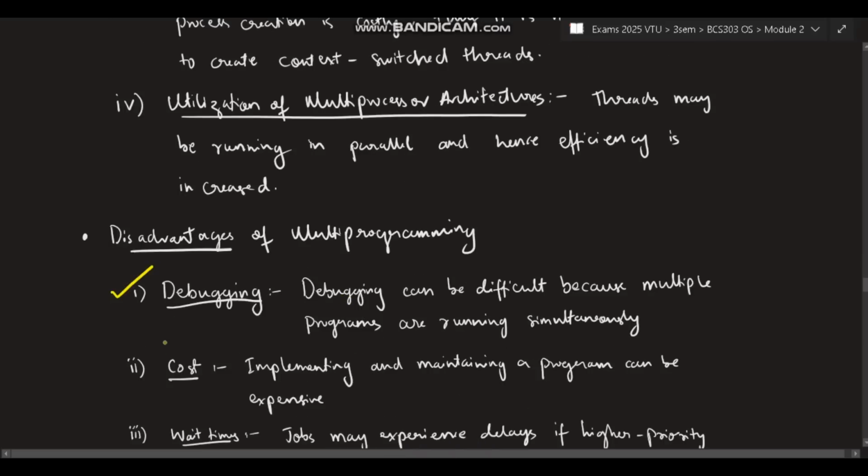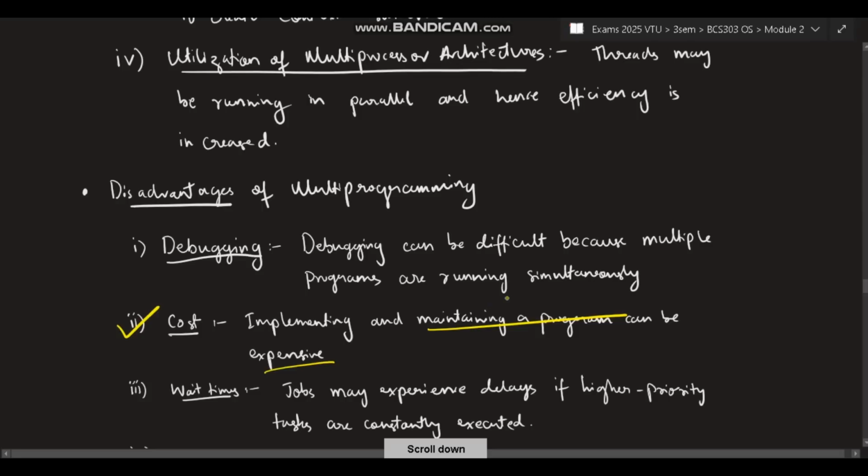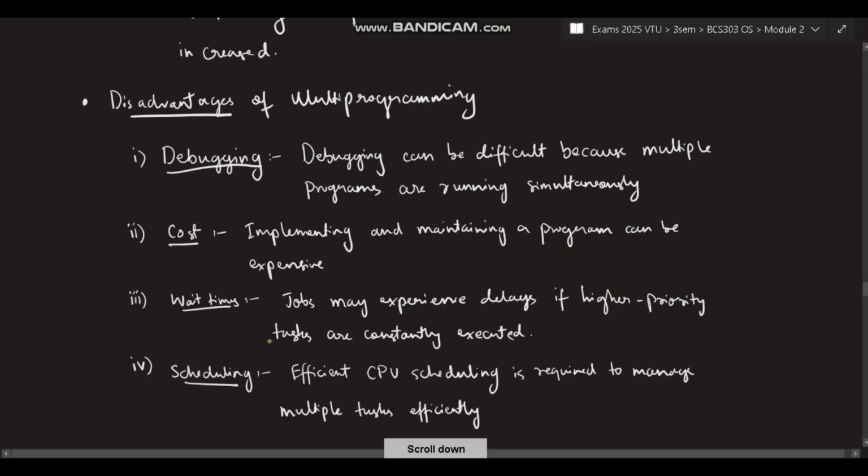First is debugging. Debugging can be difficult because multiple programs are running simultaneously. We cannot identify which program has caused the problem. Second is cost. Implementing and maintaining a program can be expensive. Wait time: jobs may experience delays if higher priority tasks are constantly executed. Wait time will be more if more priority tasks are constantly coming.